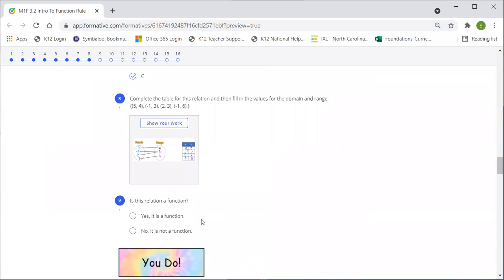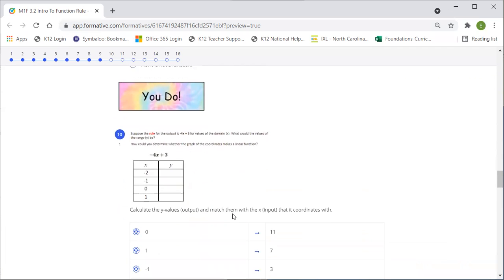Okay, then I asked you, is it a function? Okay, so remember, we want to know, does each x value have its own y value? Okay, or are any of those x values being repeated? Okay, so remember, we can have a repeated y value. So each of these x values only has one y value. Okay, so yes, it is a function.